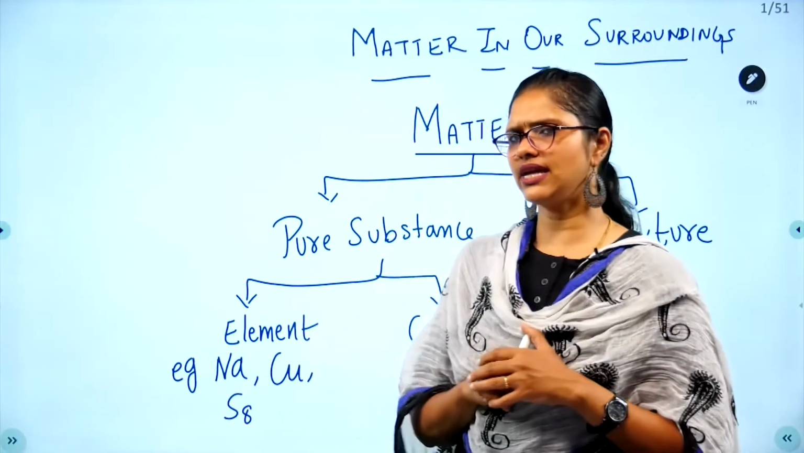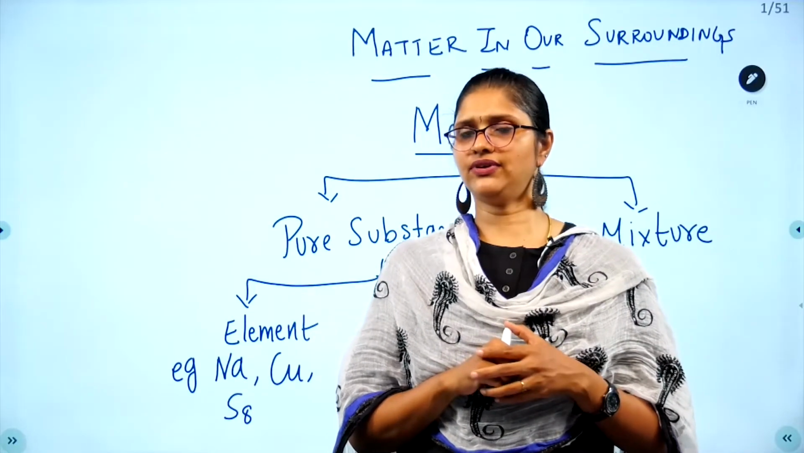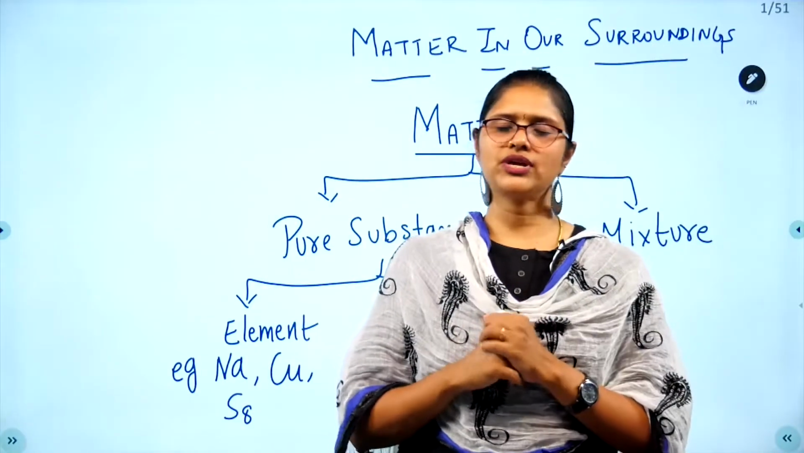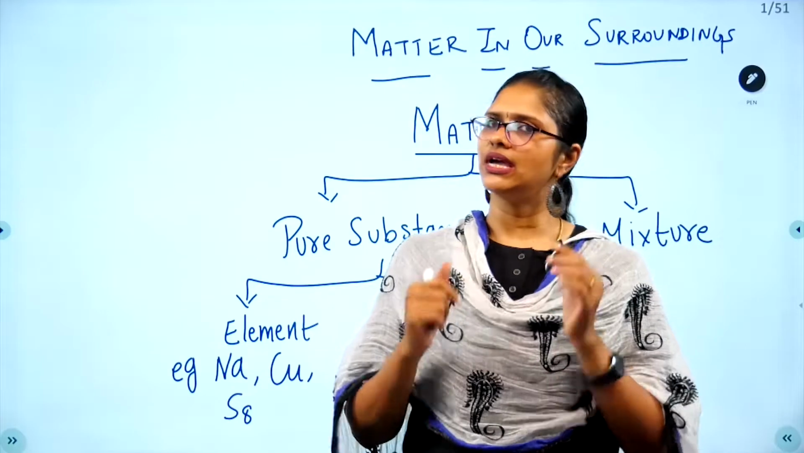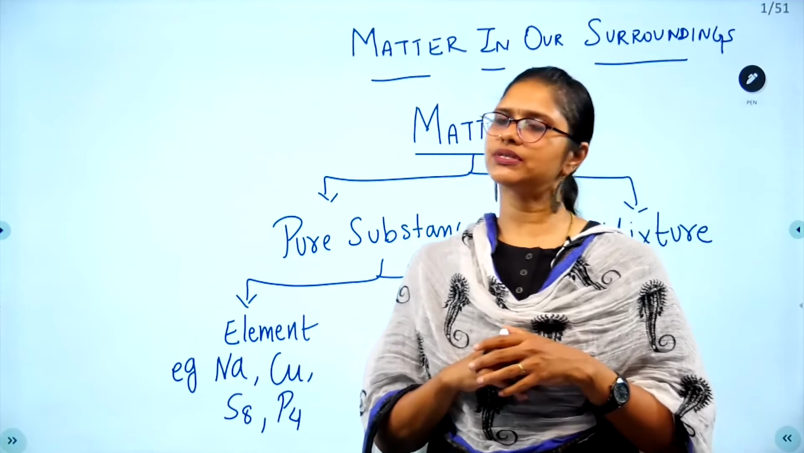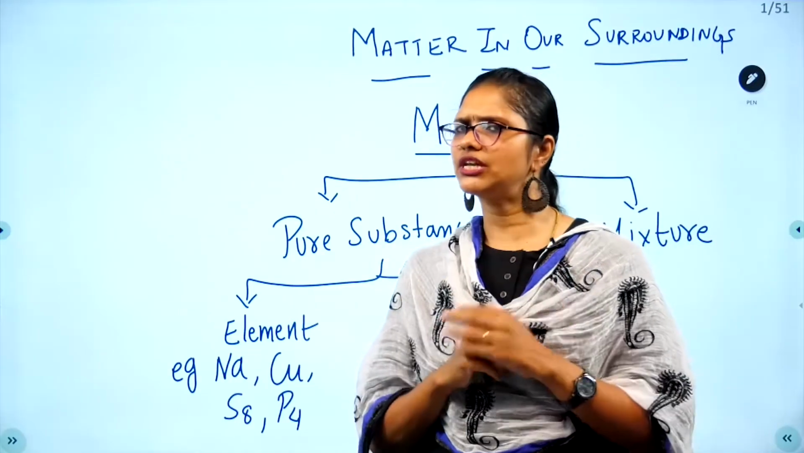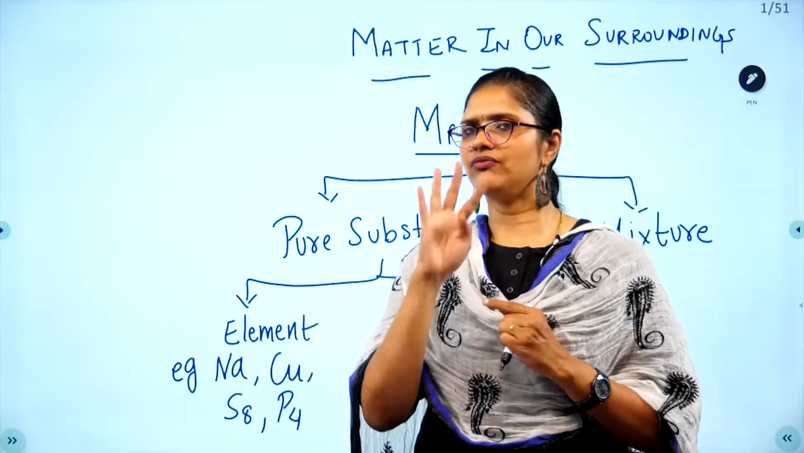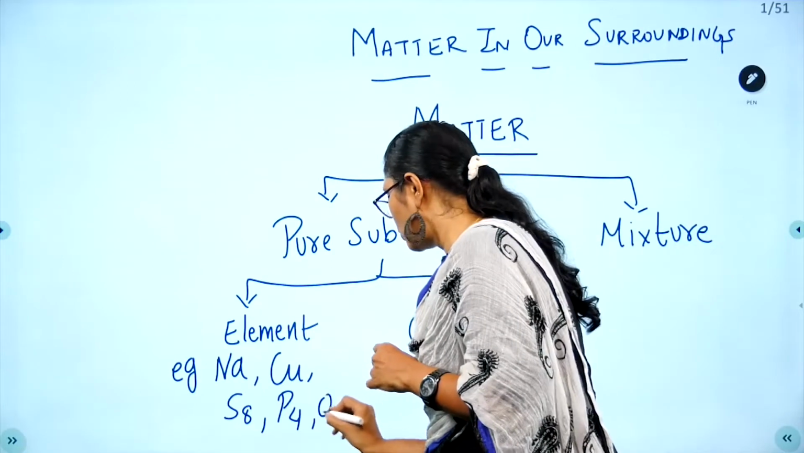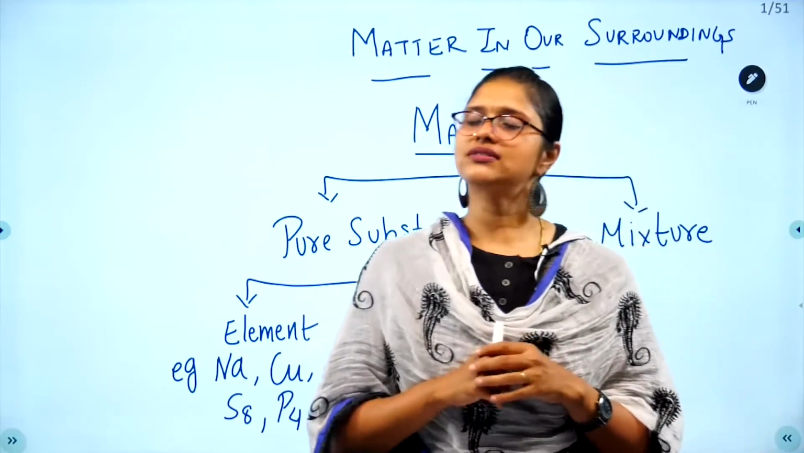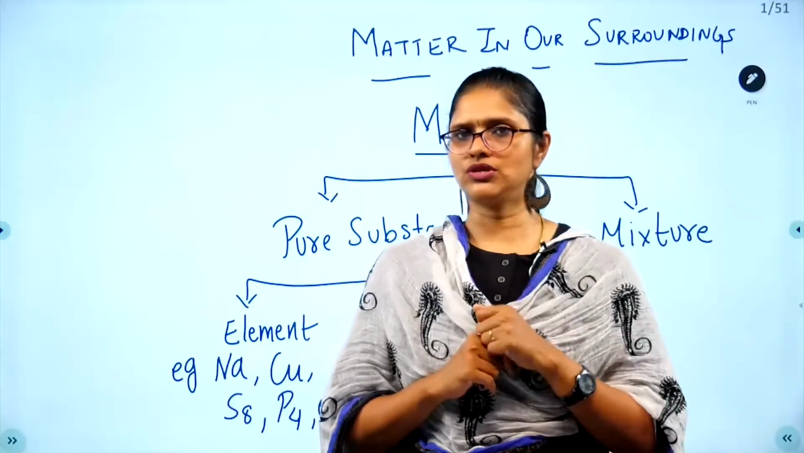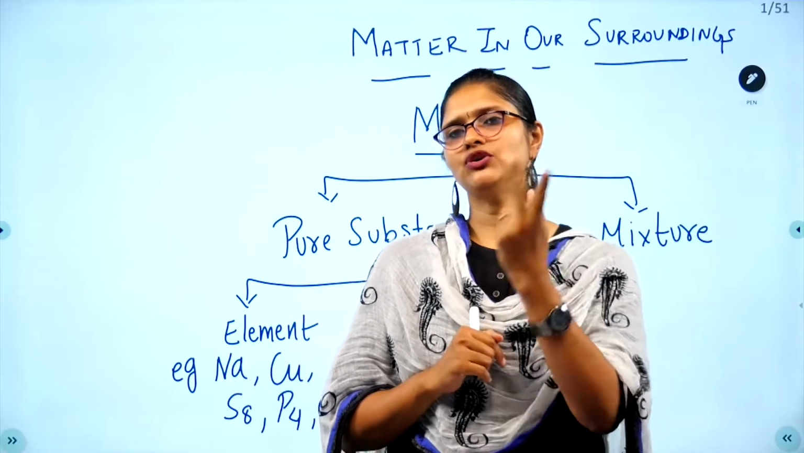S8. So I have written S8. What is the meaning of that? Sulfur consists of 8 atoms. So I can say it is octa-atomic. So sulfur is made up of 8 atoms. P4. How to represent phosphorus? P4. What is the meaning of that? Phosphorus is made up of 4 atoms. So generally we say it as P4. O2. Oxygen. Oxygen is diatomic. It is made up of 2 atoms of oxygen. One molecule of oxygen is made up of 2 atoms of oxygen.